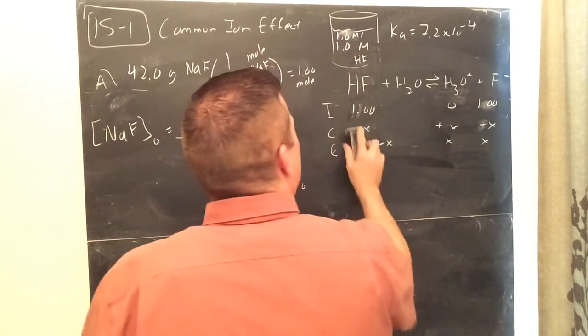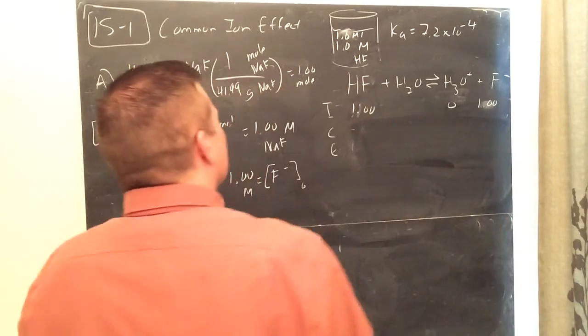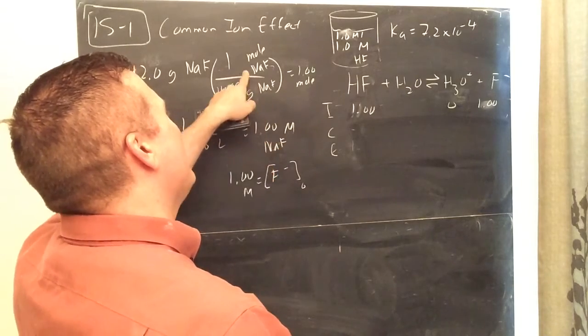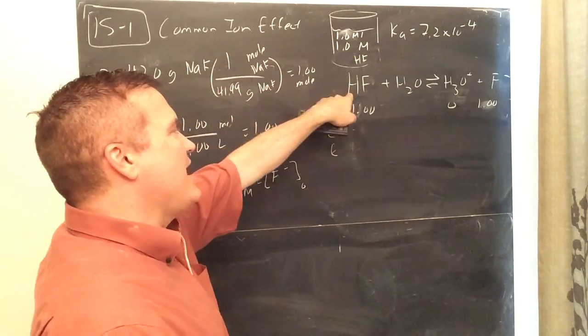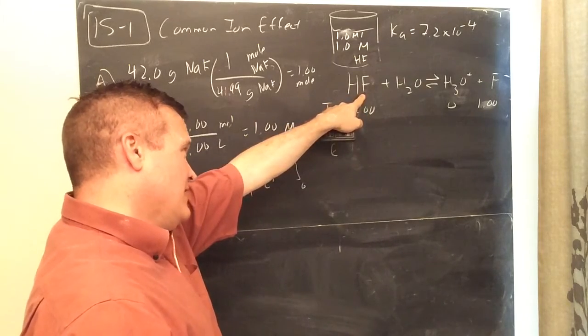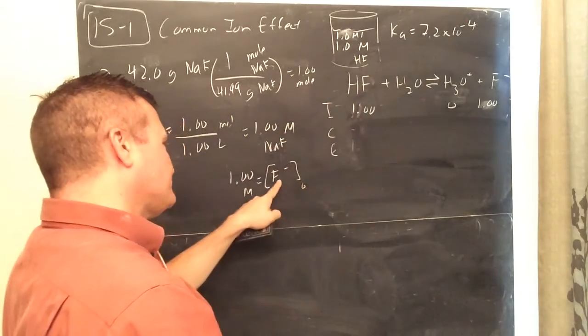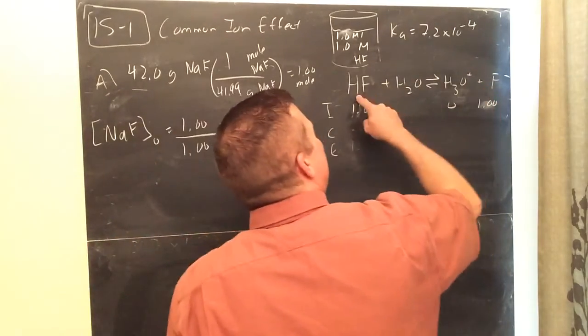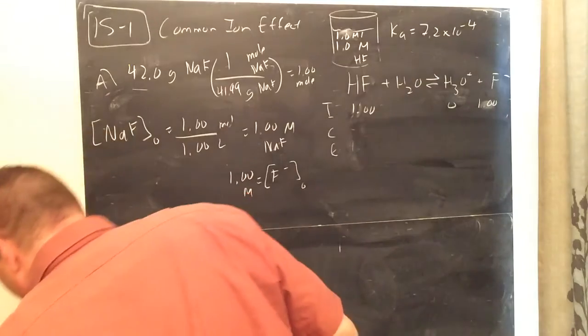In your new ICE box, common ion. Fluoride, sodium fluoride, you're adding something that has a common ion with HF. HF, the common ion is F negative. Fluoride in hydrofluoric acid, fluoride and sodium fluoride are common, and so it will affect the HF. So that's really what you're looking at.